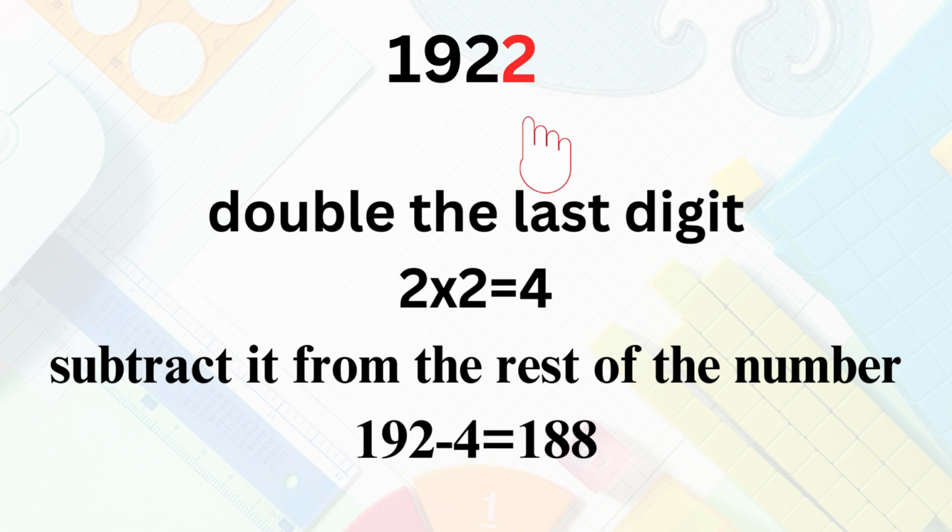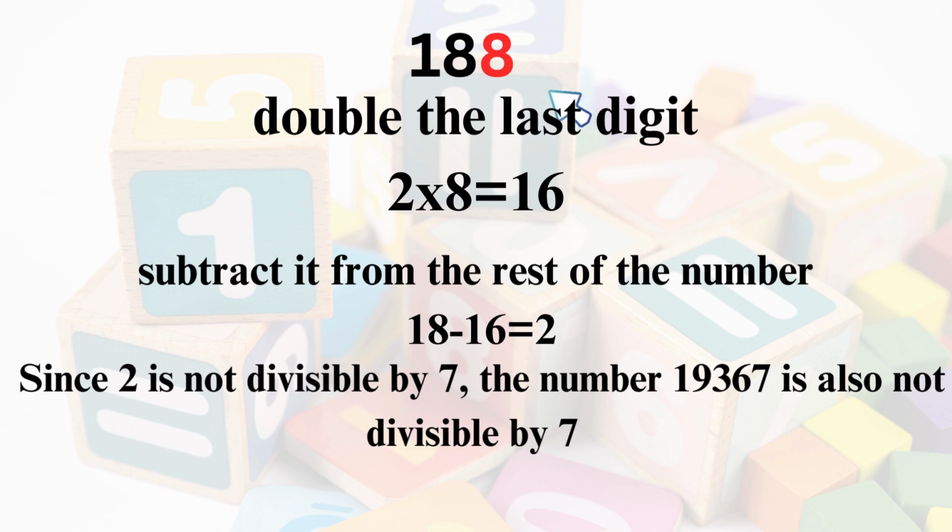Again a big number. So we continue this process till the last digit is 8. 8 twos is 16. Now the remaining digits are 18, and if we subtract 16 from it, we get a remainder 2, which is not divisible by 7. So the whole number, that is 19,367, is not divisible by 7.